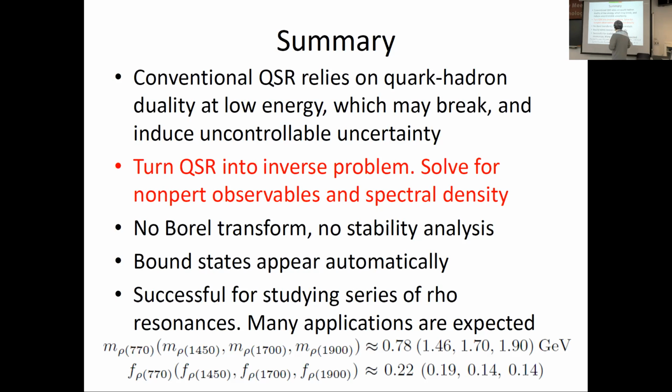So it will go this way. It starts from 0, increases smoothly, shows a small peak and comes down again, and then continues to the perturbative expression. So this is our solution for the spectral density. Obviously it's not a delta function.